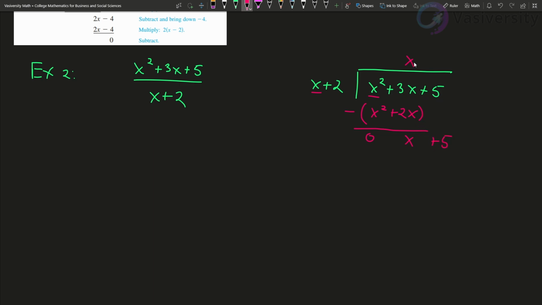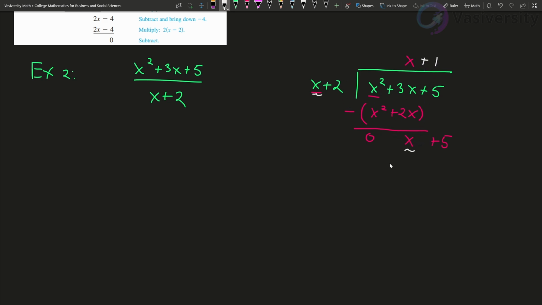So we have x plus 5. Oh, actually, do we want to do that? Divided by x plus 2? Sure, let's divide it by x plus 2. So we have x over x, so this is going to be plus 1, right? Because x over x is 1.